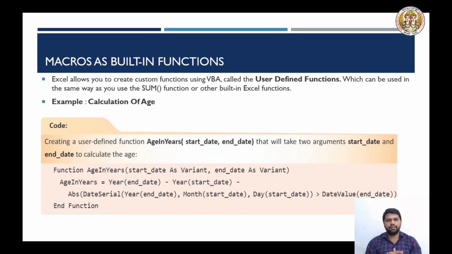Okay, next is macros as built-in functions. So we have seen some built-in functions, like sum, count, average. So these are the built-in functions. Through this we can create user defined functions. As I said before, such functions are called user defined functions. So these are not called built-in functions, right?